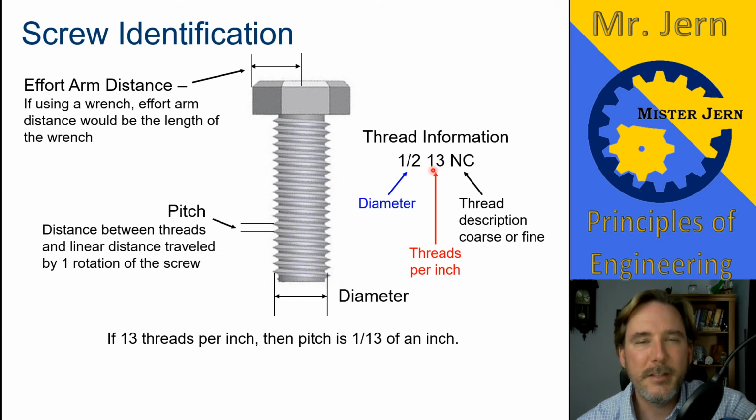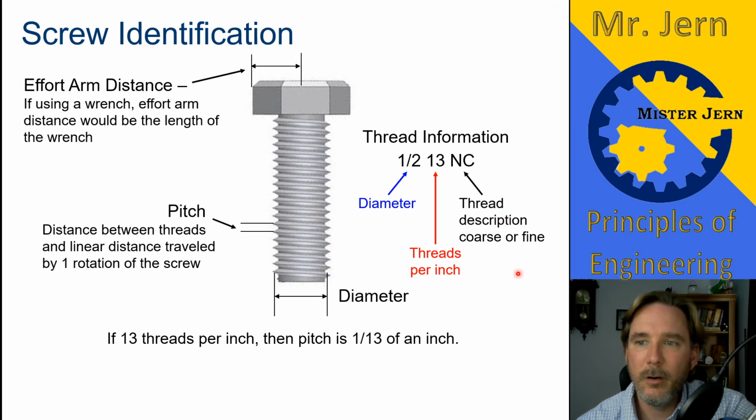Threads per inch is the second number. And that just means, like it says here, if there's 13 threads per inch, which is the case here, then that means the pitch is 1/13 of an inch. Okay, what that means is if you were to take a ruler and measure 1 inch of this screw, you would count 13 threads.